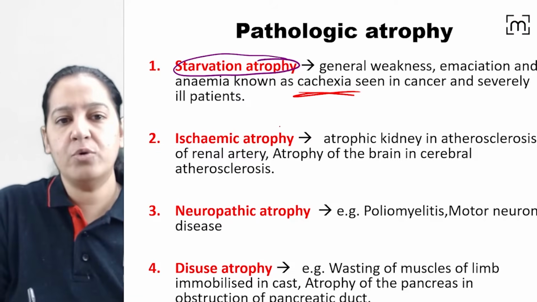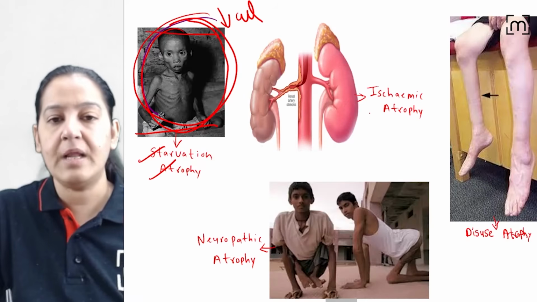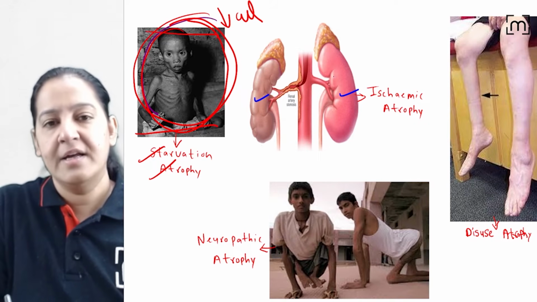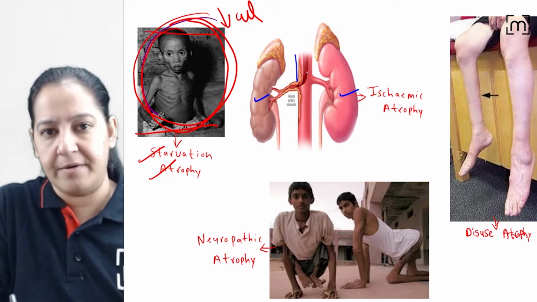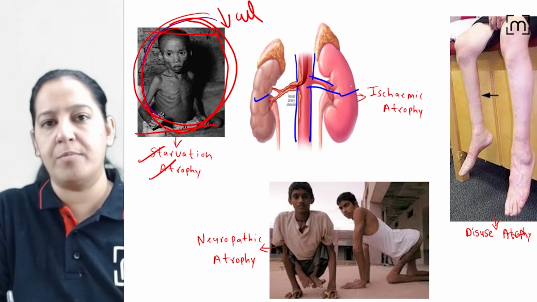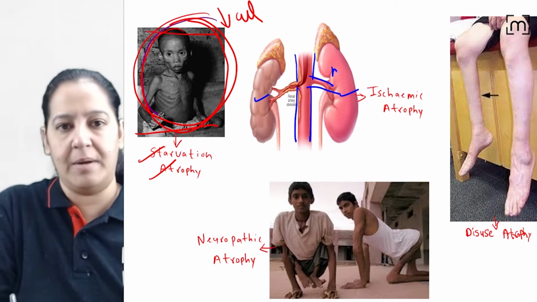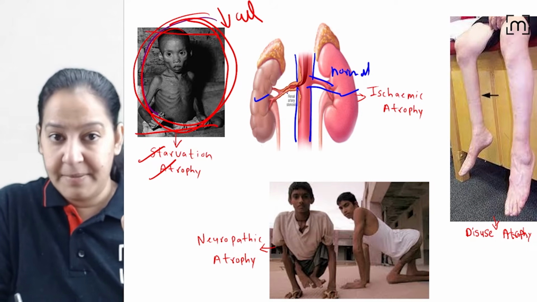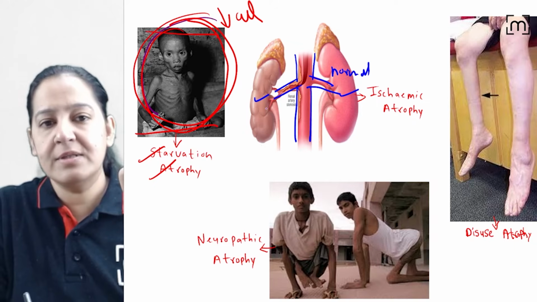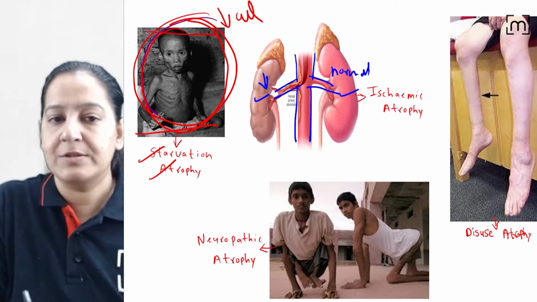Number 1. Number 2 is ischemic atrophy. Here in the diagram, you can see 2 kidneys. This one and this one. This is the aorta. Can you see here the renal artery is normal, supplying normal blood to this kidney. So this kidney is normal in size. But see this side renal artery. It is atherosclerotic. So this kidney is receiving less blood. So it decreases in size.